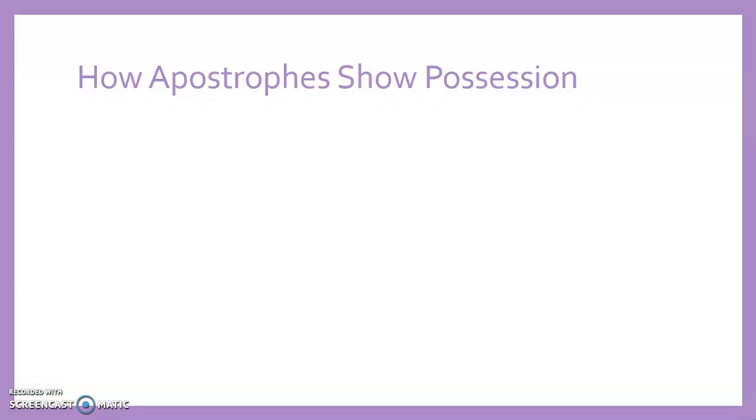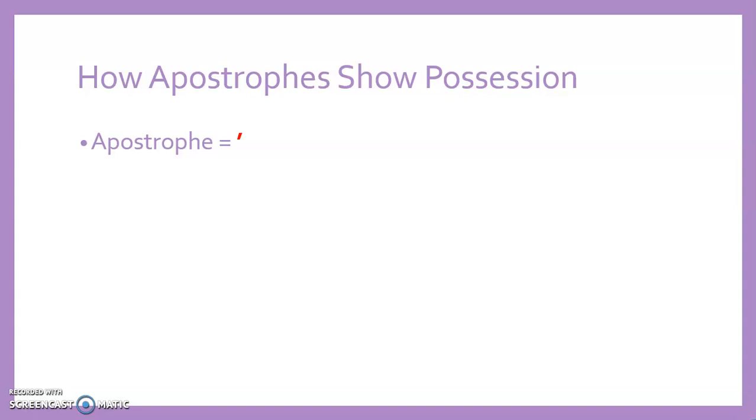So let's recap by talking about how apostrophes show possession. But first off, what's an apostrophe again? So an apostrophe is this kind of check mark. It's a type of punctuation mark that usually comes in between two different letters, and sometimes it comes just at the end of the word. We'll talk about that exception later today.